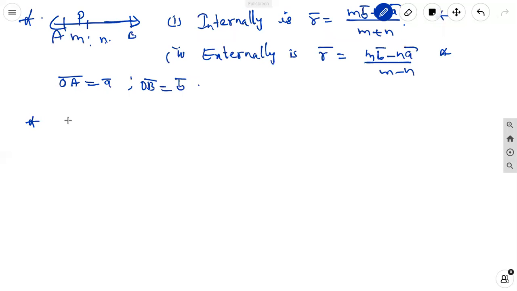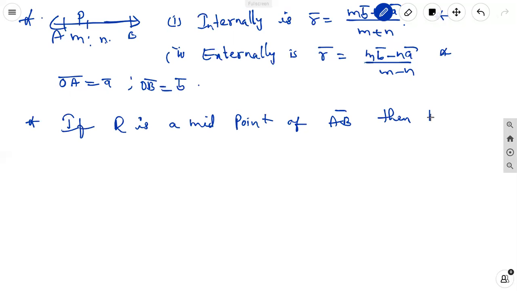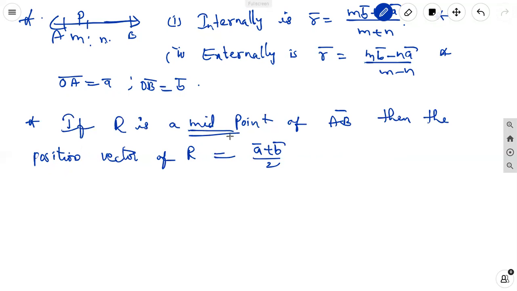Okay, next point. If capital R is the midpoint of line segment AB, then the position vector of R is equal to (A vector plus B vector) by 2. Midpoint means we can take the average.